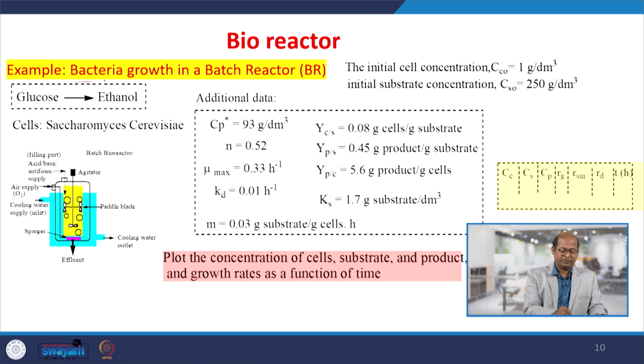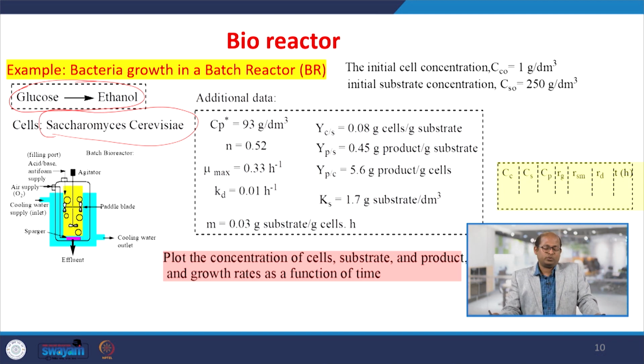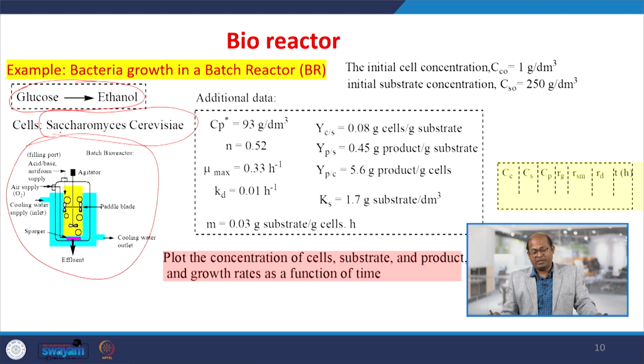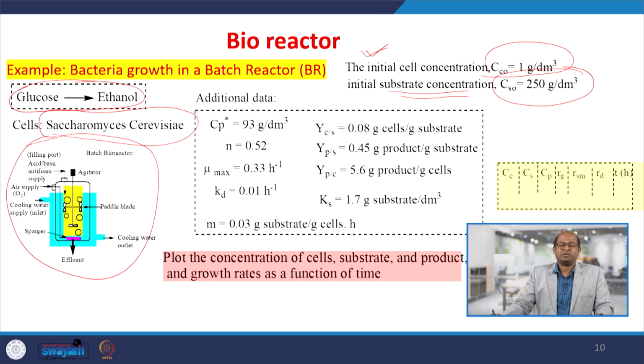So, here one example we have taken, let us say glucose to ethanol product formation, with Saccharomyces cerevisiae, the cells that were used for this particular conversion of glucose to ethanol. When we are conducting this reaction inside a bioreactor, the initial cell concentration that we have to charge inside the reactor to initiate the reaction was 1 gram per dm cubed, and the substrate initially charged was 250 gram per dm cubed. That is the initial concentration of the substrate placed inside the reactor, and for this particular reaction Cp star is given.